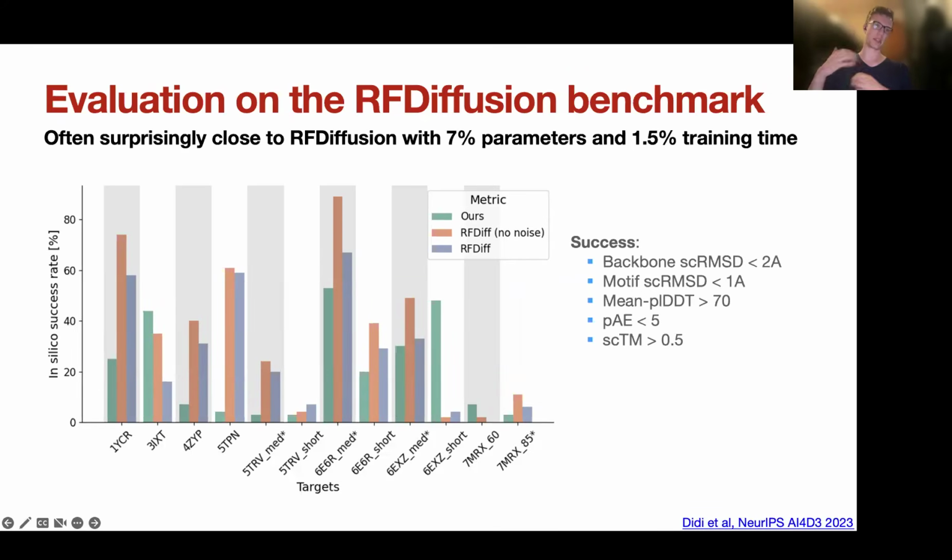If you apply these metrics to 100 samples, you ask how many percent of the samples have a success rate. You can see in these tasks, I don't remember the exact numbers, but with something like 1 to 2% of the training time and maybe a few percent of the parameters, we already have okay performance compared to RFdiffusion, which at the time was the state of the art method.